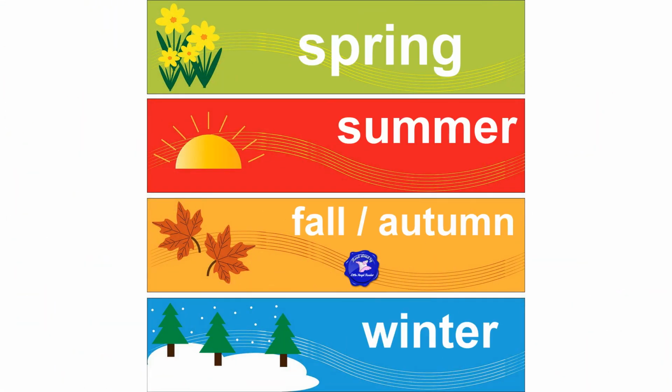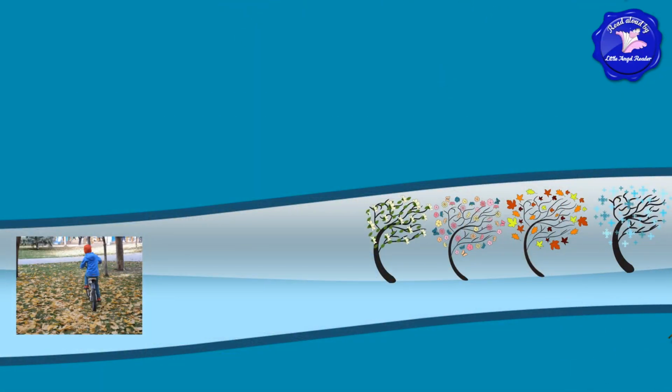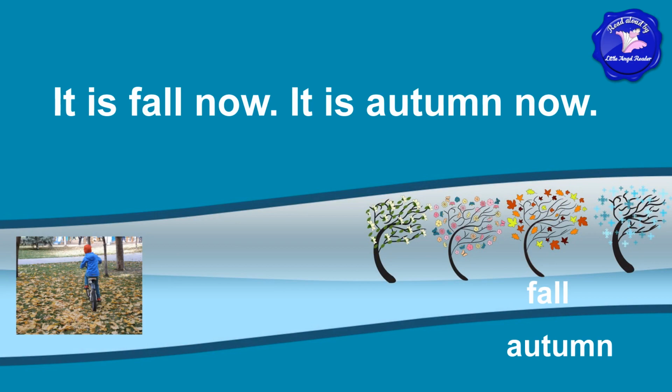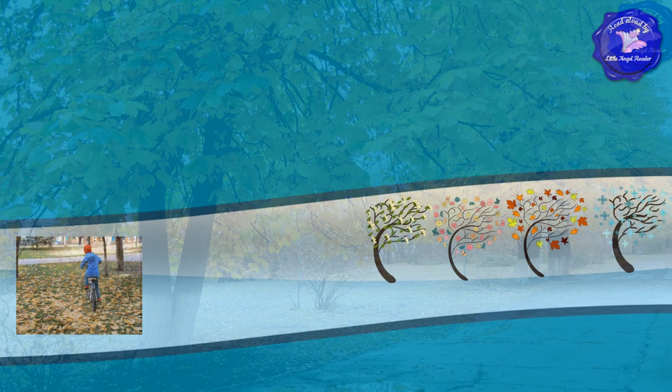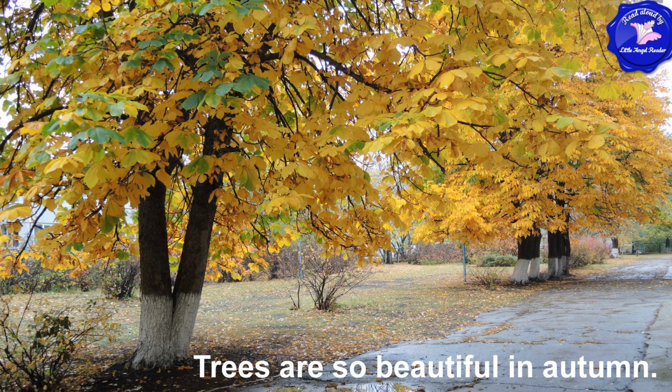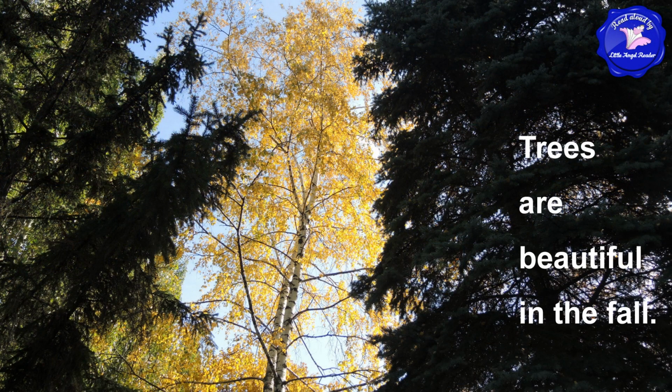Spring, summer, fall or autumn, and winter. These are seasons of the year. It is fall now. It is autumn now. Trees are so beautiful in autumn. Trees are beautiful in the fall.